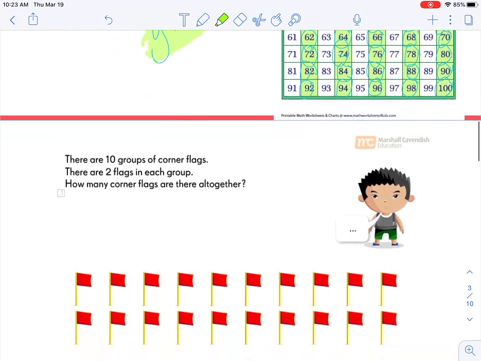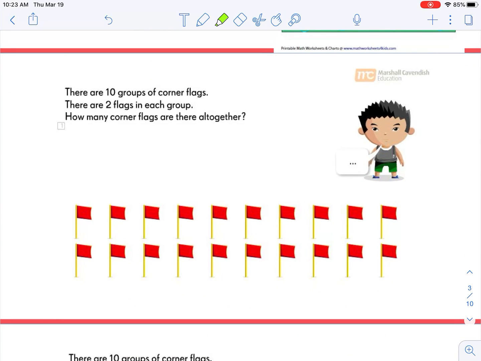All right? So let's go over this. Here's an example problem of skip counting by 2's. We can use skip counting by 2's as a strategy to solve this problem. It is faster than counting by 1's. That's the whole point of skip counting. That's the whole point of multiplication.